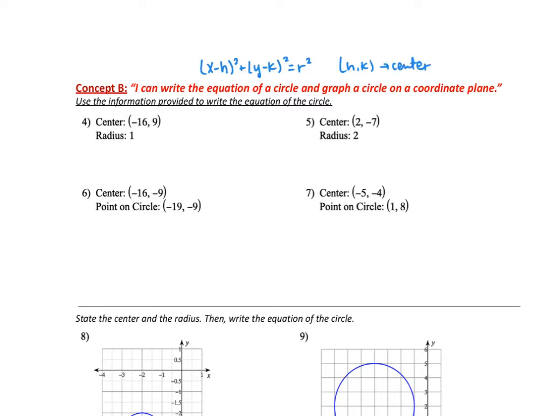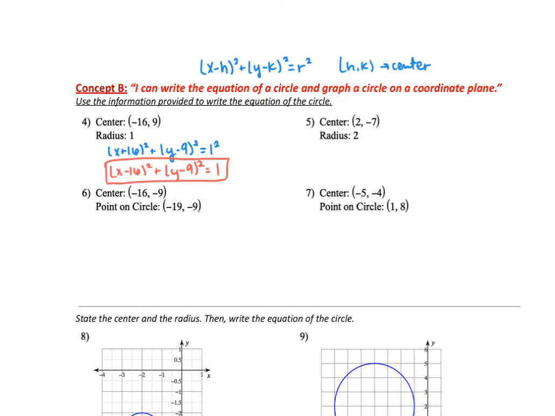All right, so number 4, we're just writing the equation of the circle using the information given, and this one we're given the center and the radius, so this is the most simple thing we can do. We're just going to plug it in. So remember, when we plug in the center, because in our general form these are negative, we're going to switch the signs of the center. So our center is negative 16, 9. So when we plug it in, it's going to be x plus 16 squared and y minus 9 squared equals 1 squared. So the simplified version would just be x plus 16 squared plus y minus 9 squared equals 1. Okay, and I do want you to write it after squaring the radius.